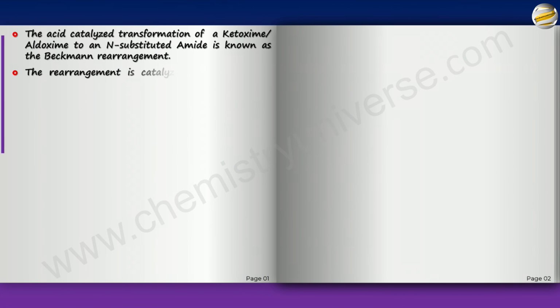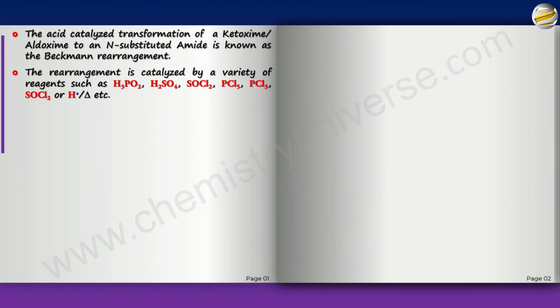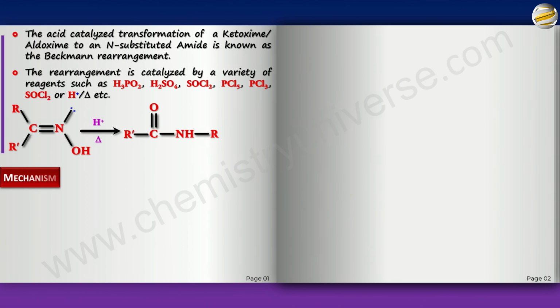Now the rearrangement is catalyzed by a variety of reagents such as H3PO2, H2SO4, SOCl2, PCl5, PCl3, or even H plus and heat. Basically, it needs a dehydrating agent, and they're all good dehydrating agents. You can even use P2O5 for that matter. So anyway, let's take an oxime made from, let's say, a ketone. You add H plus and heat, and this is what you get. There's R prime left on the carbon, and the R moves to N, and you have an N-substituted amide. Let's check the mechanism.